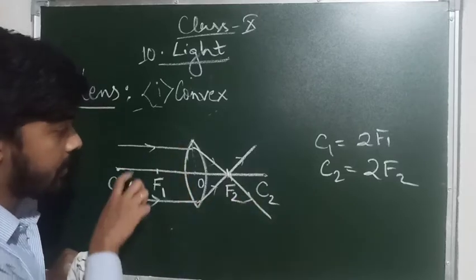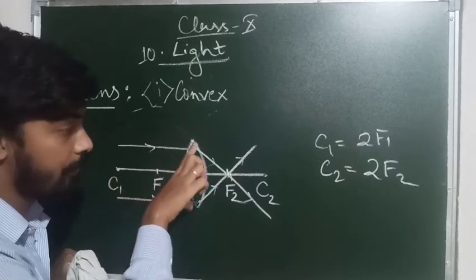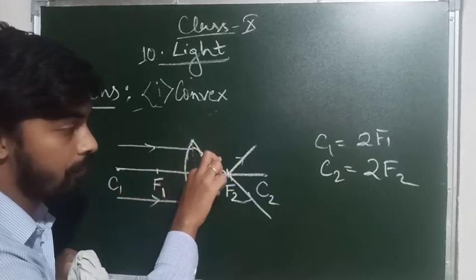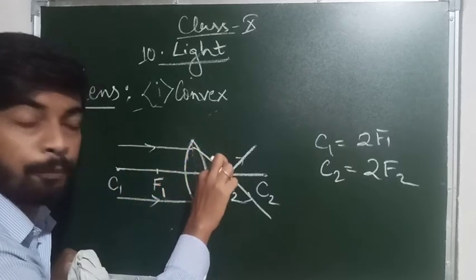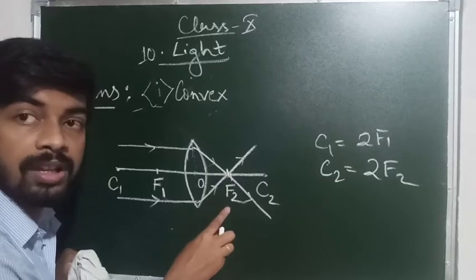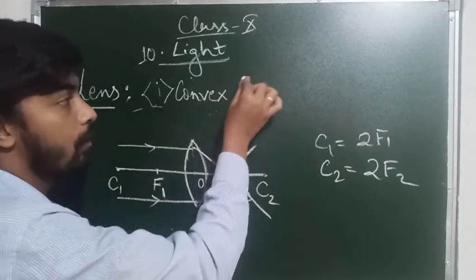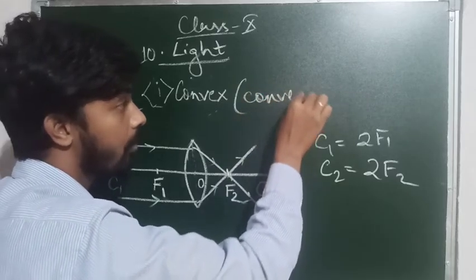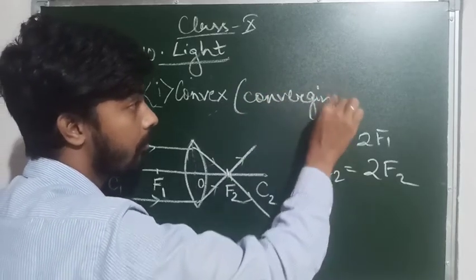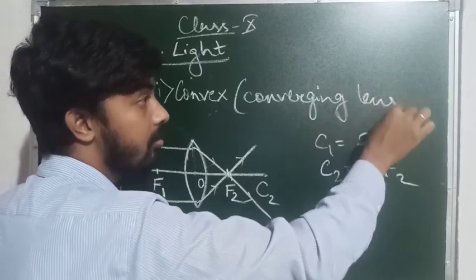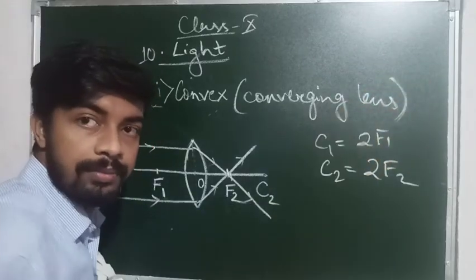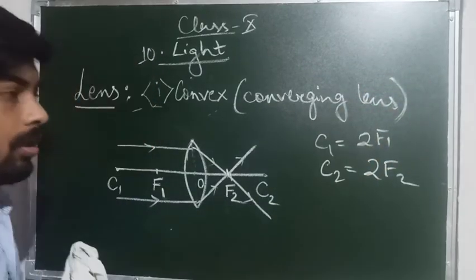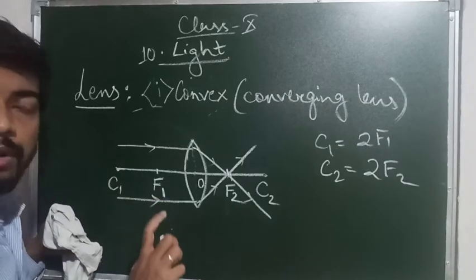So in the convex lens, the rays fall on the lens and then they converge and meet at a specific point, which is focus number 2. That is why a convex lens can also be called a converging lens. This much is for the convex lens.